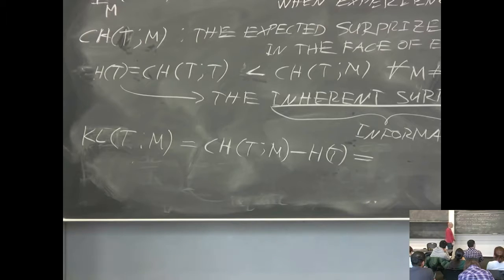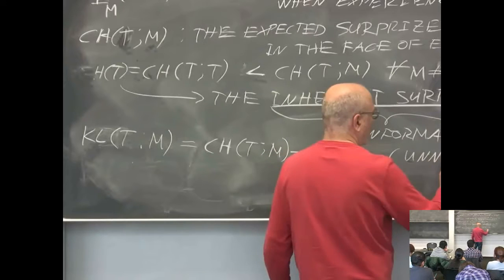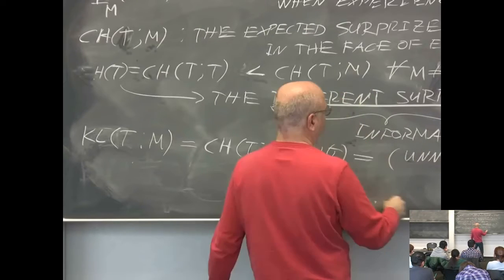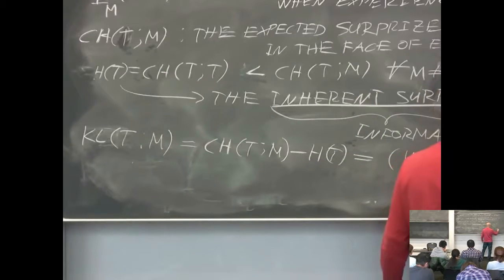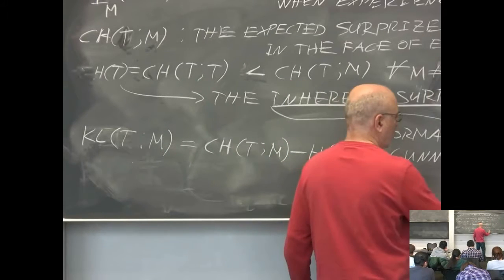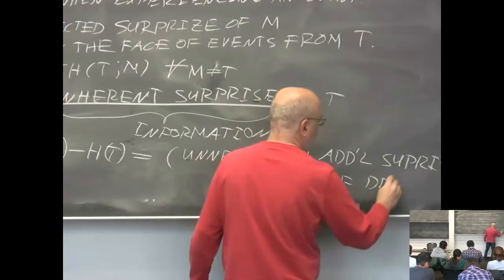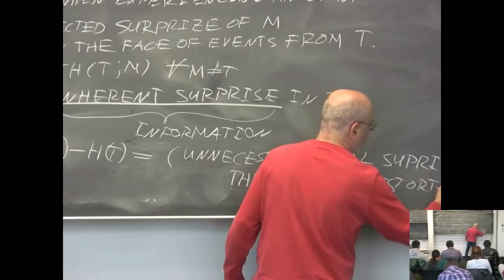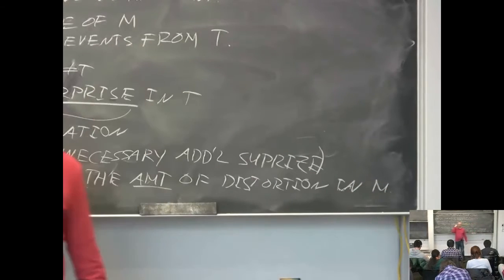Unnecessary as opposed to inherent. Additional price. Or in other words, it's the distortion. The amount of distortion in M, in the model, relative to the reality.